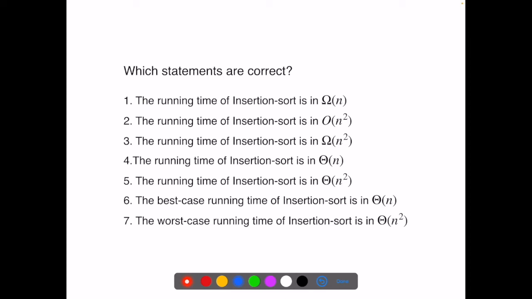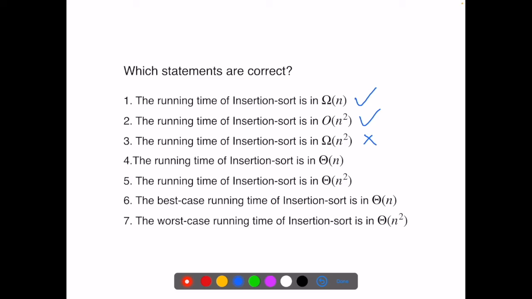Please pause the video and write your answers. In the first statement, the running time of insertion sort, if we do not specify best case or worst case, we use the term to include all possible inputs. So is n the lower bound of the running time of insertion sort? Yes, this is correct. Second, is n squared the upper bound of the running time of insertion sort? Yes. Third, is n squared the lower bound of the running time of insertion sort?